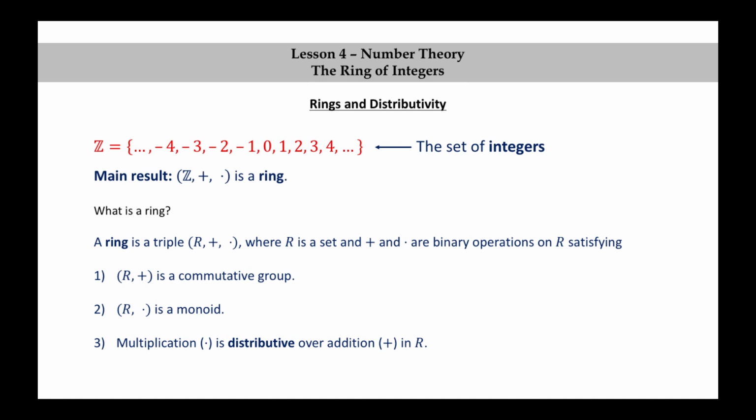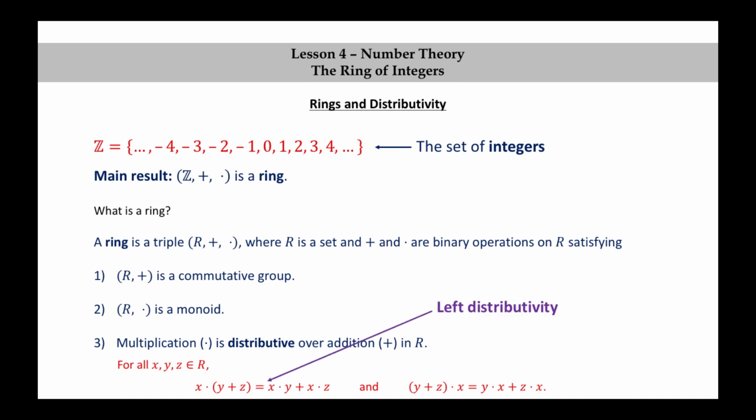And the third property, multiplication is distributive over addition in R. What this means is that for all x, y, z in R, x times (y plus z) is equal to x times y plus x times z, and (y plus z) times x is equal to y times x plus z times x. Note that we're using the usual order of operations that we learned in elementary school, so multiplication will take precedence over addition. For example, when we have x times y plus x times z, we mean to multiply x and y and multiply x and z and then add the two.